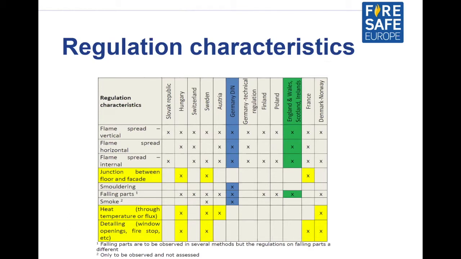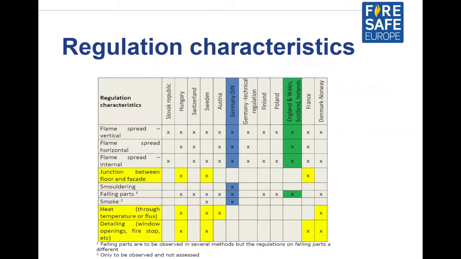And we could see that there were a number of states that have requirements where a medium-sized or a full-size test is required. And that was the Slovak Republic, Hungary, Switzerland, Sweden, Austria, Germany, Finland, Poland, the UK, France, Denmark, and Norway. The regulations are a bit different. We can see that the regulations on vertical flame spread are used in all of these countries that have some kind of a full-scale test.